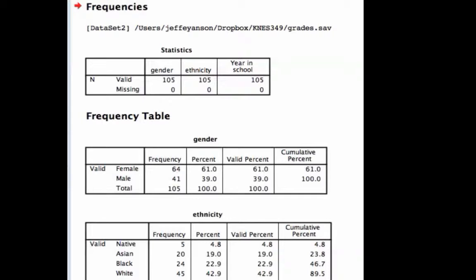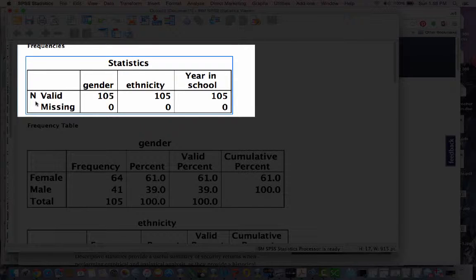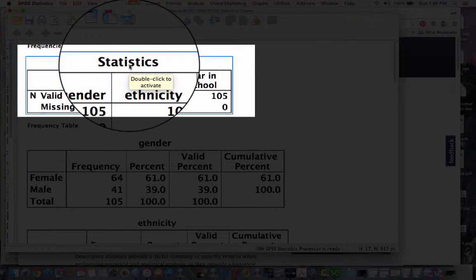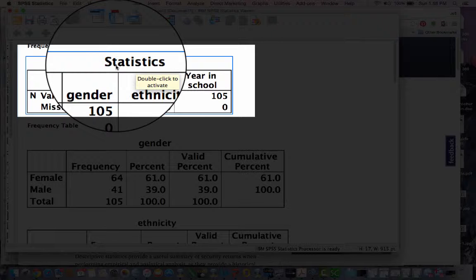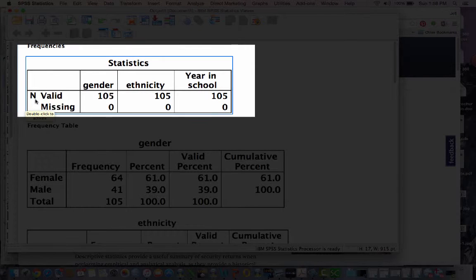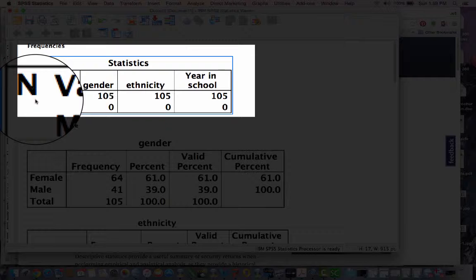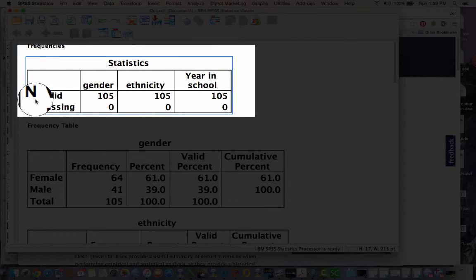After clicking OK, this is what the output box will look like. In today's lesson, we're talking about frequencies. Frequencies in this output are started out by the statistics. The statistics is basically how many participants. So if we go to the N letter here, we remember from our definitions that N, a capital N, equals the total number of participants.